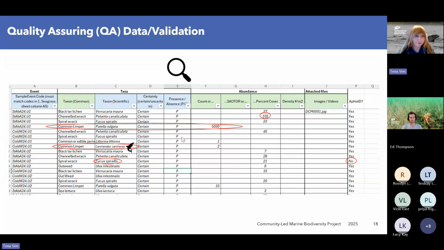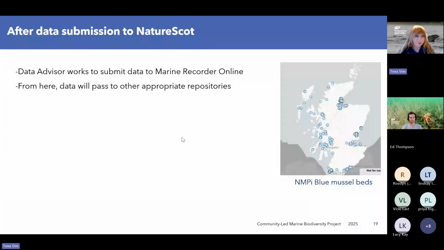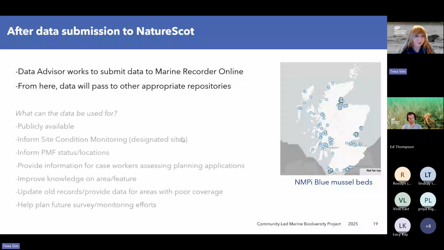So I guess this slide is probably a bit moot now, because we've talked about how the data moves through the flow, through ED essentially, when it's passed to NatureScot and onto Marine Recorder Online. One question we do get quite a lot is, once the data is in, and we will discuss with you a data agreement to make sure the permissions are all in order, what can the data then be used for? Obviously it can be publicly available, and that's really important for visibility.